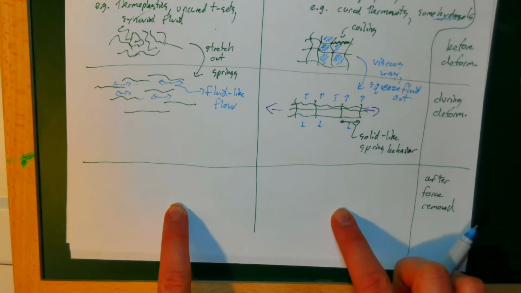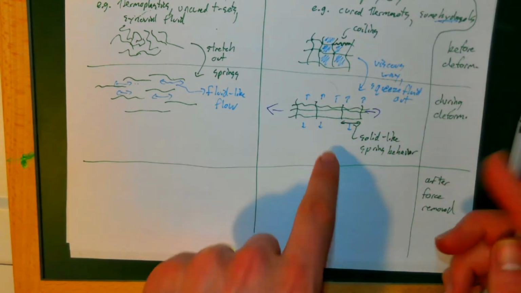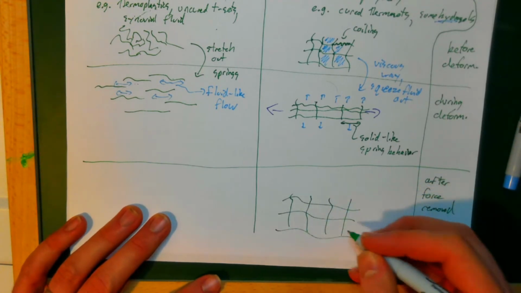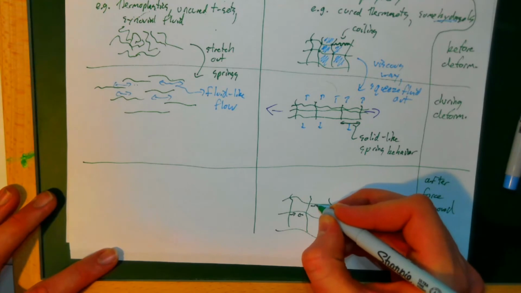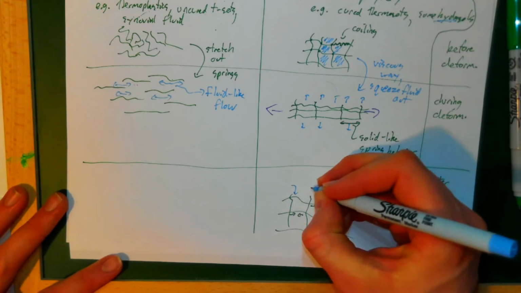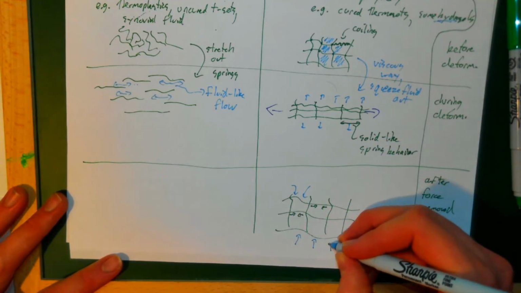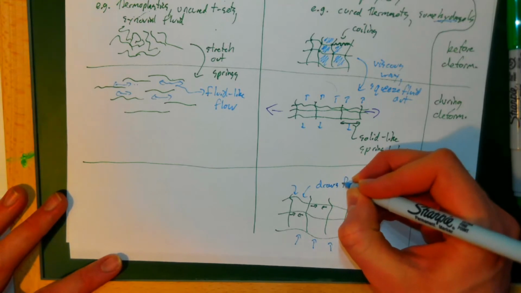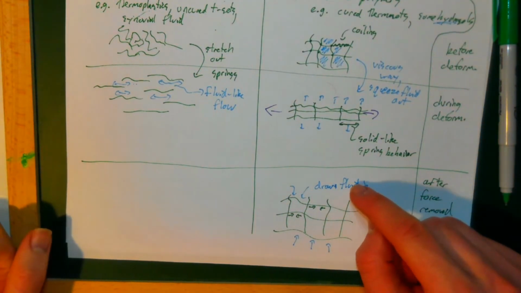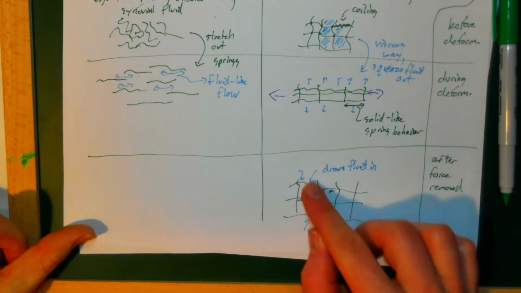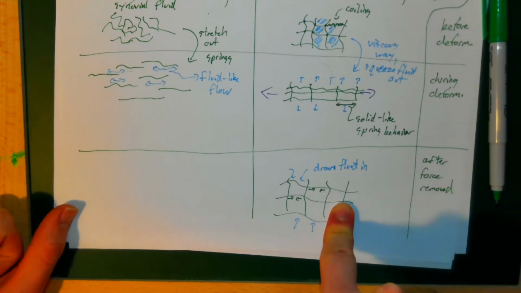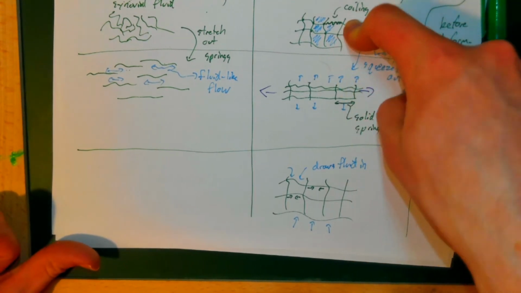Then what happens once we let go? The crosslinked polymers sort of spring back. They contract back to their original shape. But in doing so, they need to draw fluid back in. In a sense, when we let go of the force and it's drawing fluid back in, that's the relaxation that occurs. And it basically takes time to relax from the stressed state to the relaxed state.